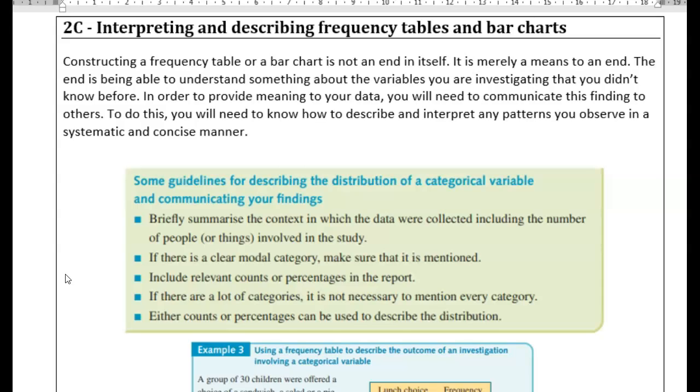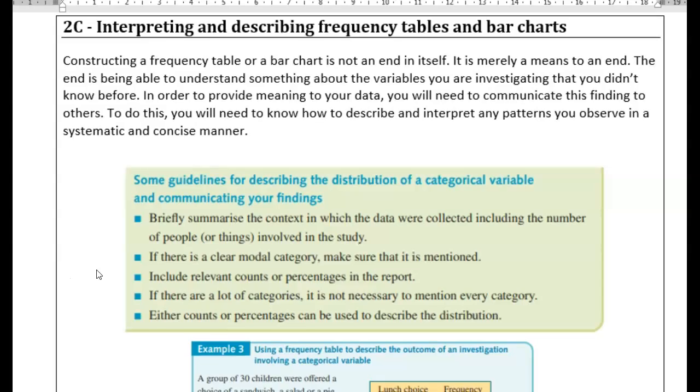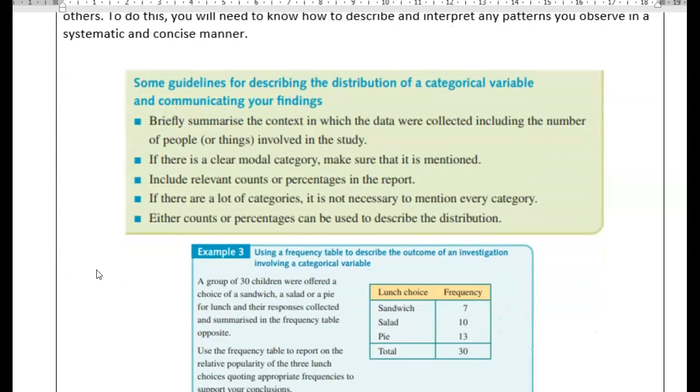So constructing a frequency table or a bar chart is not an end in itself. It is merely a means to an end. So the end is being able to understand something about the variables you are investigating that you didn't know before. So in order to provide meaning to your data, you will need to communicate this finding to others. To do this, you will need to know how to describe and interpret any patterns you observe in a systematic and concise manner. Okay, so some guidelines for describing the distribution of categorical variables and communicating your findings.